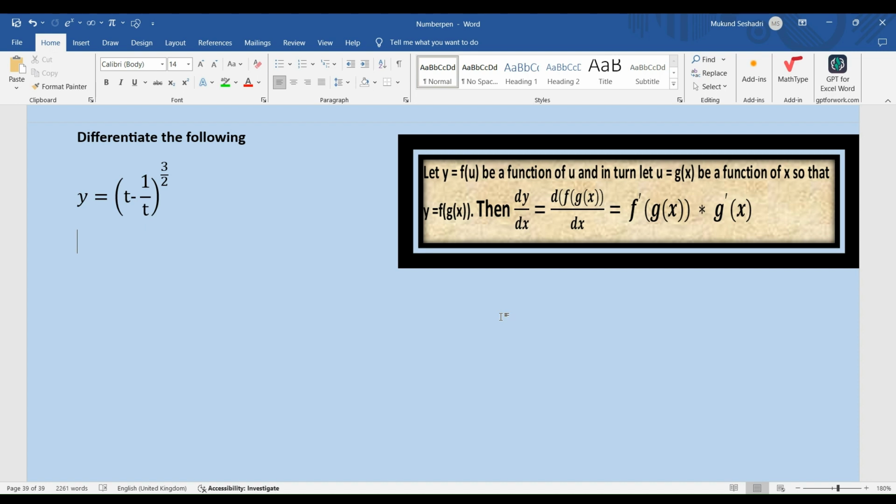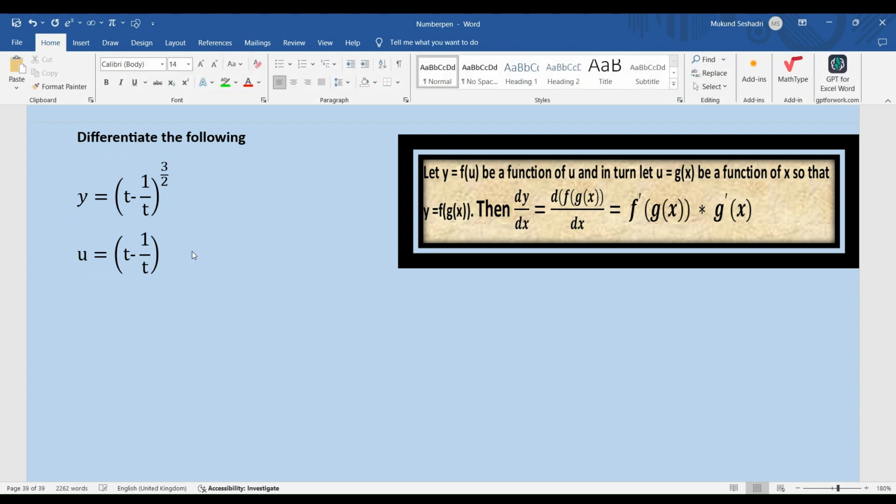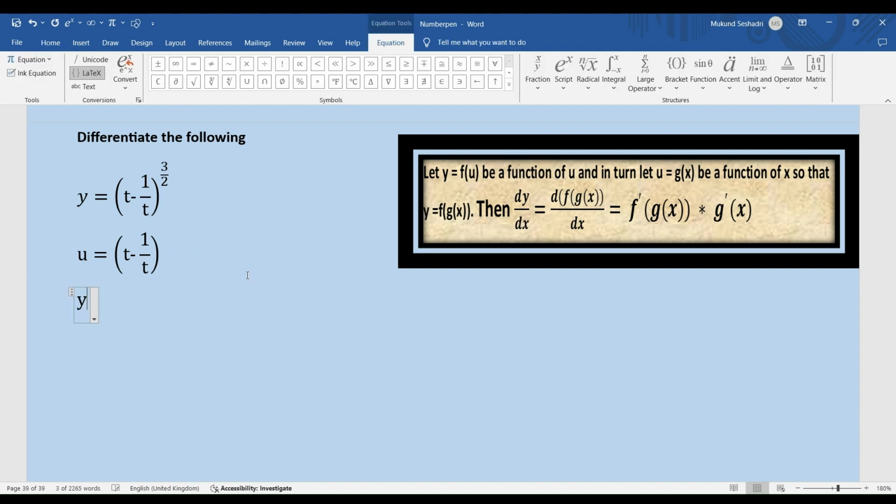The substitution I'll have to make and represent y in terms of u would be t minus 1 by t equals u, right? In this particular case, the independent variable is not x. Remember, it is t. So my u is nothing but t minus 1 by t, because when I do this substitution, my y becomes independent of t, and at the same time it reduces to a function of the type y equals u to the power 3 by 2, whose derivative I'm quite familiar with, right?